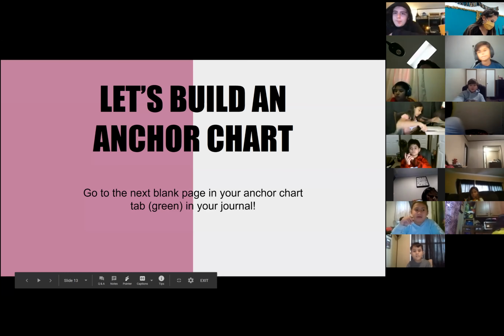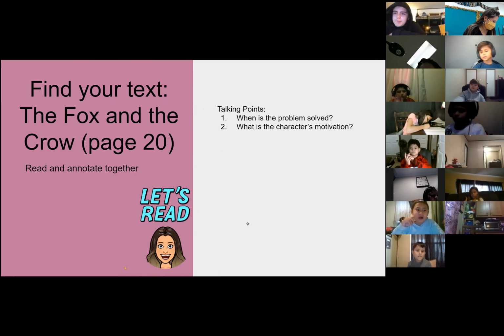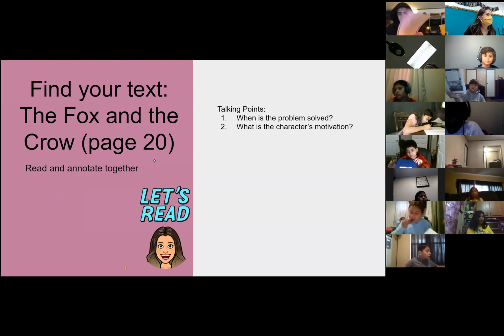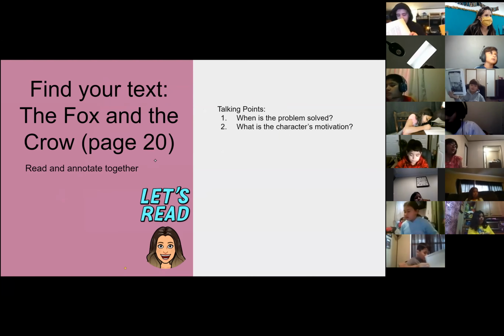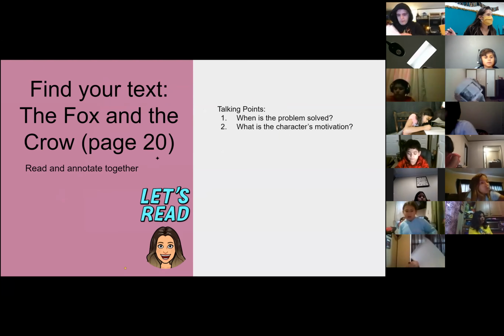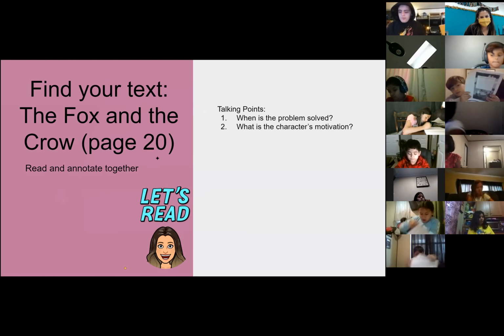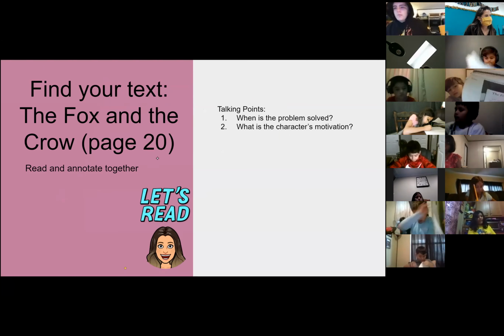We built our anchor chart. So now you're going to find your text, The Fox and the Crow. It's on page 20 of your packet. Everyone get there, quick. Who's there? Quick. Page 20. A pair of tricksters, yes. Oh, thank you, Aiden. Awesome. Quickly.